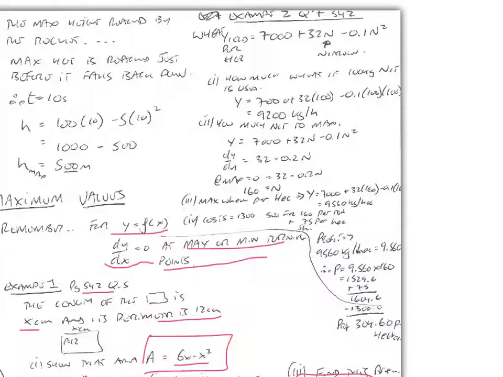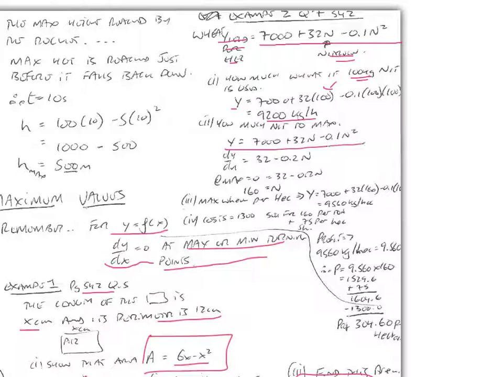Now, I haven't written out this question, but it's in the book, question 7, page 542, about a farmer who has big fields. He produces wheat, and the yield per hectare of wheat is given by the function 7,000 plus 32n minus 0.1 times n squared, where n is the amount of nitrogen he uses. So how much wheat is he going to get if he uses 100 kilograms of nitrogen? Well, plug 100 into there, that's how many kilograms per hectare. How much nitrogen to get the maximum out of his field?